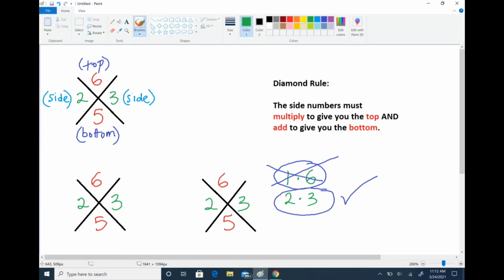So that's how the diamond rule works. I'm going to do 4 more examples for you guys, showing you different looks at this, including some negative numbers and things like that, so that you guys can really get a full understanding of how the diamond setup works.